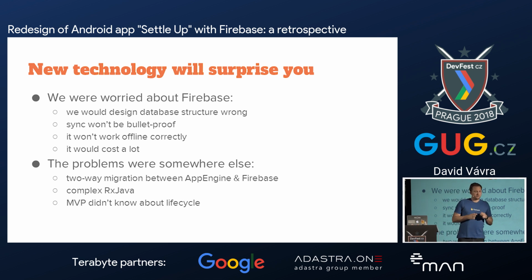So we actually had to do a two-way migration in real time. When somebody adds a new expense in Firebase, it needs to go to the App Engine and duplicate. If somebody adds a new expense in the App Engine, it needs to go to Firebase. And both of these have different data formats. So that was really tricky. There were some edge cases, but we solved it. Also, Firebase brought the RxJava requirement.